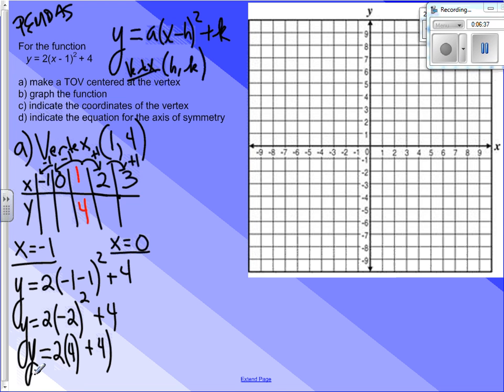Okay, and then I can multiply this out. 2 times 4 is 8. And then 8 plus 4 is 12. We plugged in -1. We got back 12.